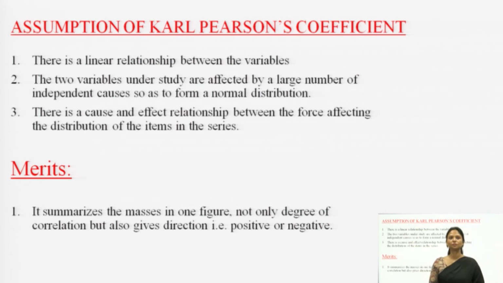Now, what are the assumptions of Karl Pearson's coefficient? There are a few assumptions which we work with while working on Karl Pearson's coefficient. There is a linear relationship between the two variables. We have already studied what a linear relationship is: if one is increasing, the other is also increasing, or they are going in the same direction. The two variables under study are affected by a large number of independent causes, so as to form a normal distribution. There is a cause and effect relationship between the forces affecting the distribution of items in the series.